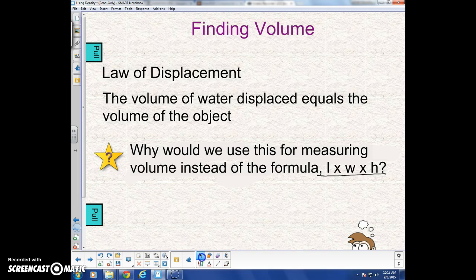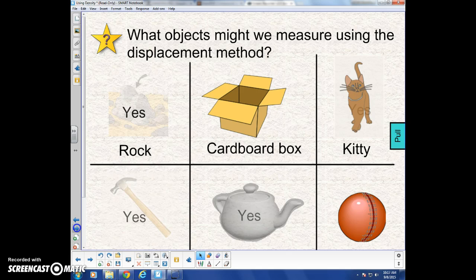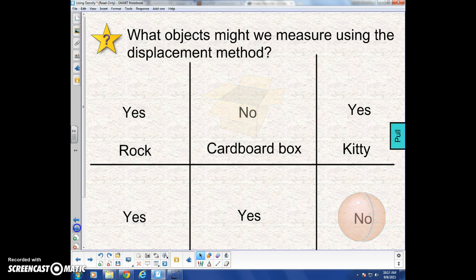Let's just take a quick look at which of these we might use the displacement method to find. If you said the rock, the hammer, the teapot, and the kitty, yes, you would use the displacement method to find their volumes because they are irregular. You cannot measure them. There's no formula for the volume of a kitten. However, for a cardboard box and for a ball, you would not use the displacement method because there is a formula and you can use a ruler to find them.